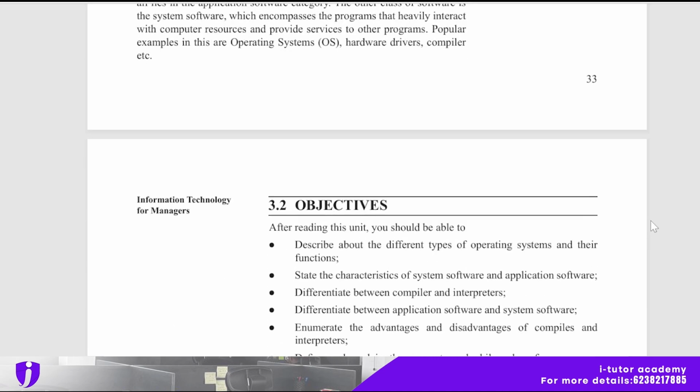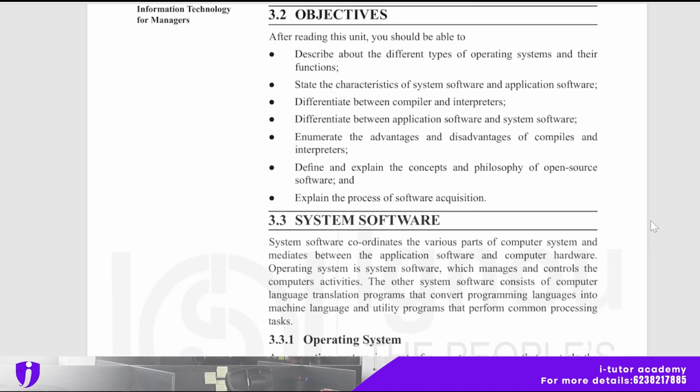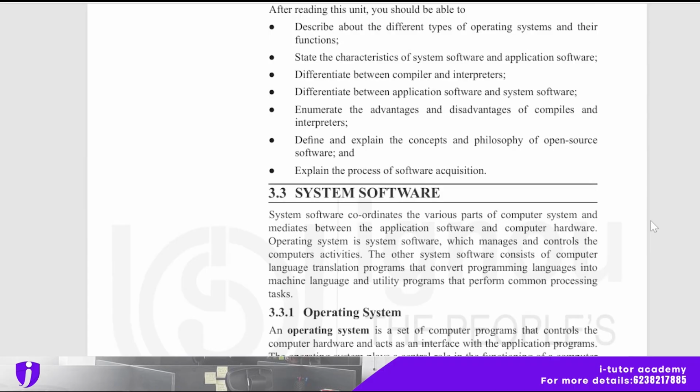Next are the objectives of this chapter. After reading this unit, you should be able to describe the different types of operating systems and their functions, and state the characteristics of system software and application software, differentiate between compilers and interpreters, differentiate between application software and system software, enumerate the advantages and disadvantages of compilers and interpreters, define and explain the concept and philosophy of open source software, and explain the process of software acquisition.